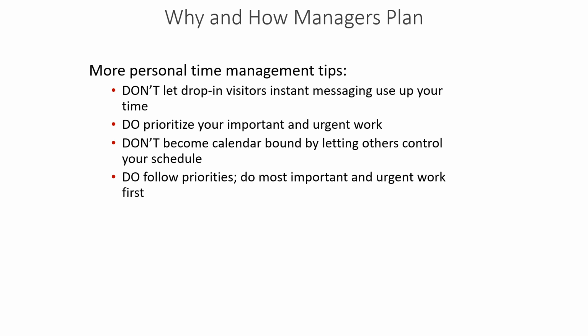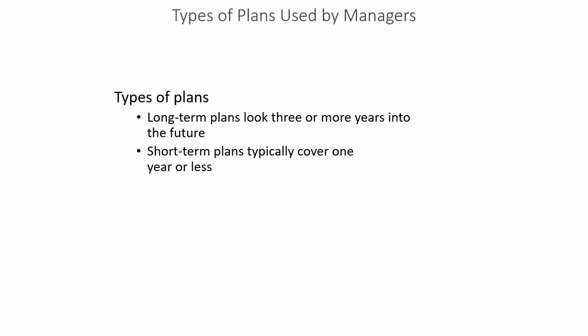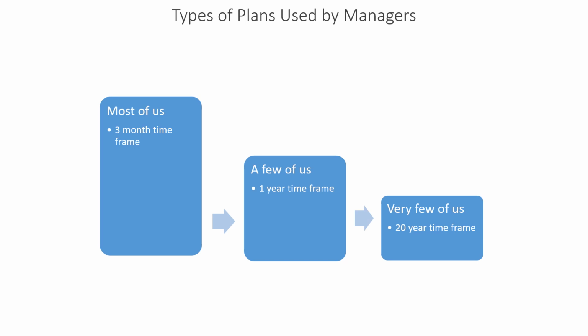Control your schedule, follow priorities, and do most of the important things in urgent work. The type of plan is a long-term plan, looking three or more years into the future. Short-term plans typically cover one year or less. Now, these are the types of plan that we are looking into.